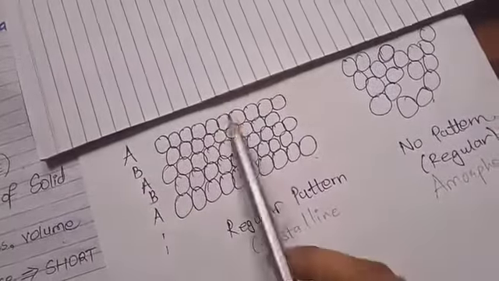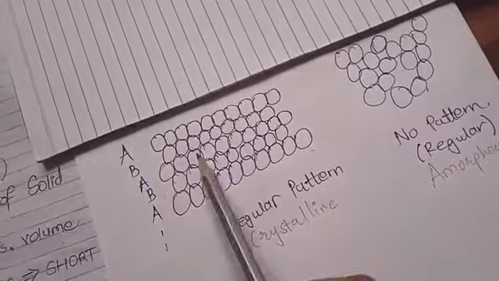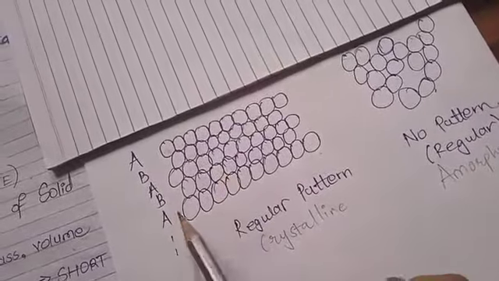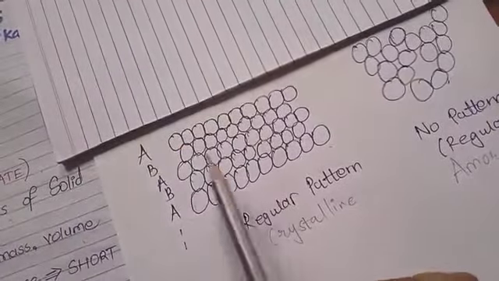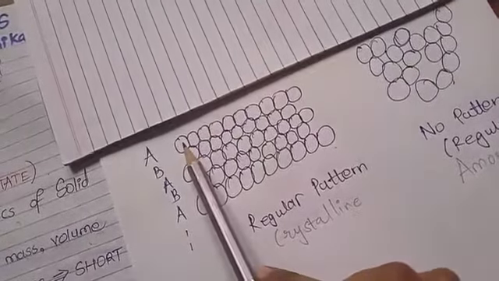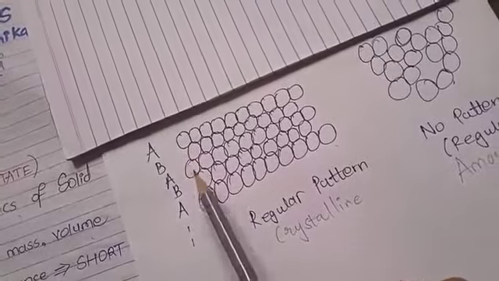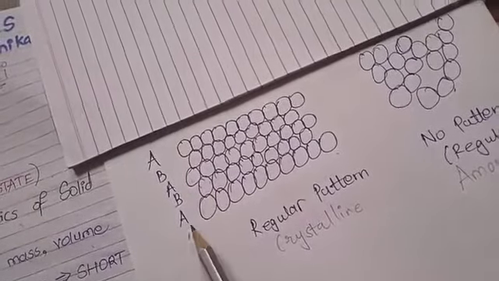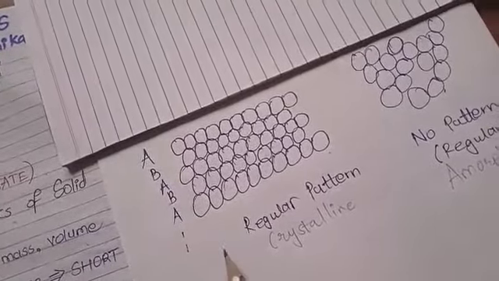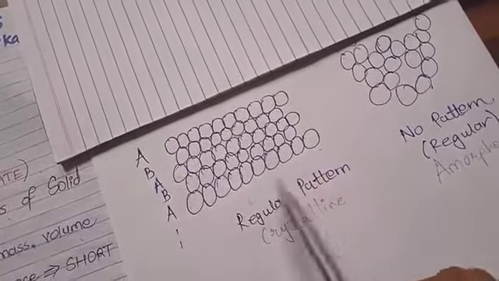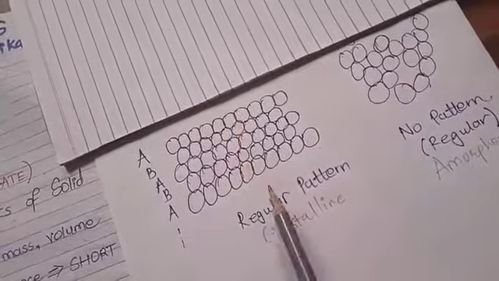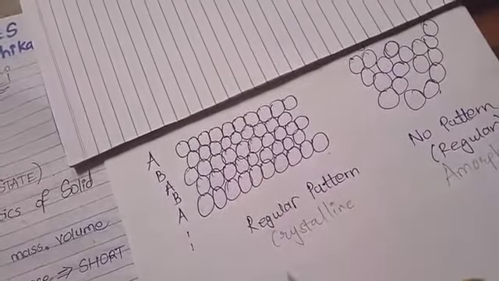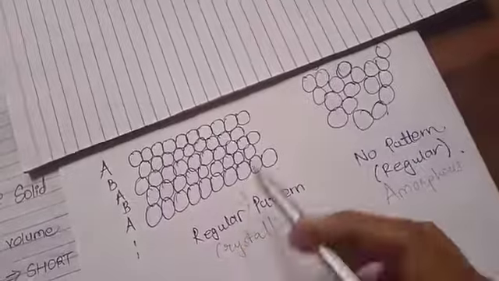If you can see, this is my A and this is my B, again A and again B, A and B. So I have a regular pattern: pattern A, pattern B, pattern A, pattern B, and it is going to continue. So my regular pattern is repeated over a long range. Hence it is called crystalline.